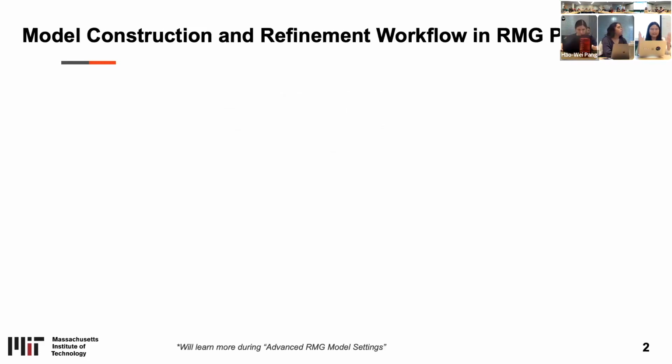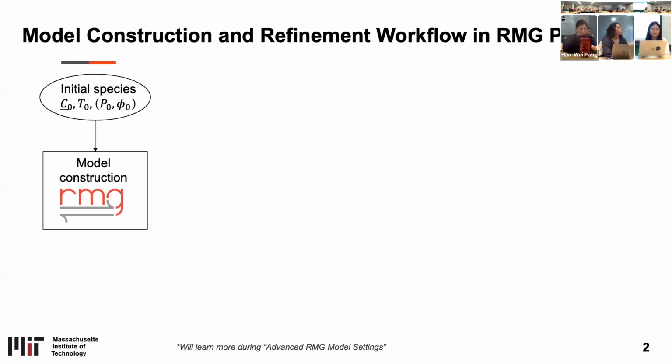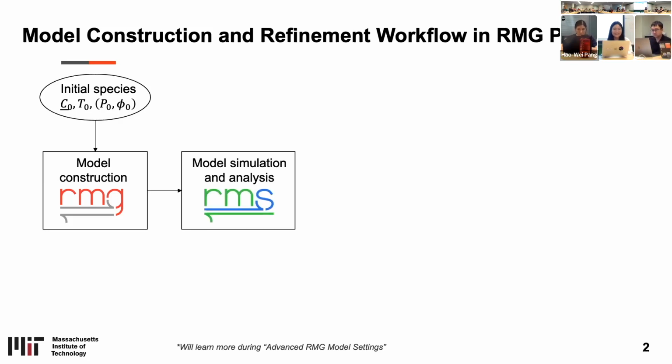So, just like a high-level overview for model construction and refinement. First, you can build a model using RMG, which we already learned to do yesterday. You start with initial species and some initial concentration, temperature, pressure, and so on. And in the second step, as you did yesterday in one of the lectures, you ran a notebook to do simulation, RP analysis, and flux diagram plotting. And that's done through the Python graph version of RMS.